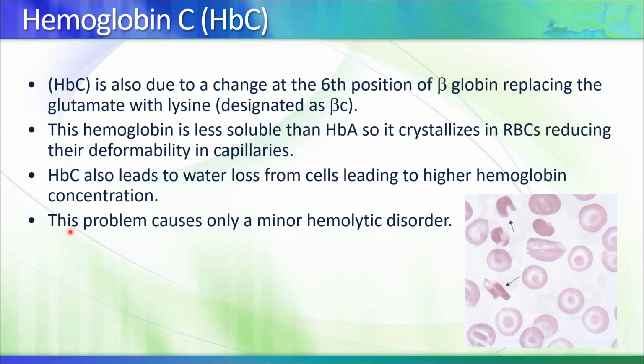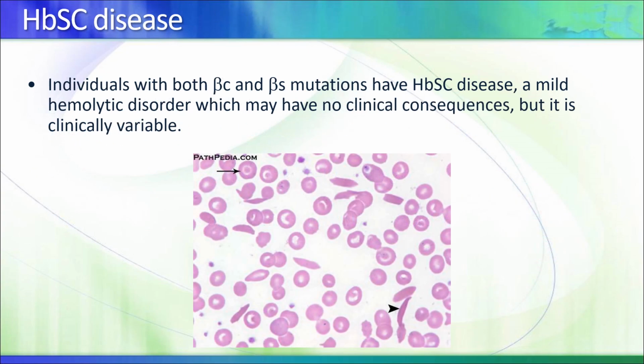Now, remember how I said that changing the amino acids on the surface of the hemoglobin molecule has an insignificant effect on the function of the protein? Well, that's exactly the case here. So, contrary to HbS or sickle cell anemia, having HbC causes only a minor hemolytic disorder. So if you look at the previous slide, you can see the abnormality in the morphology of red blood cells in individuals having HbC.